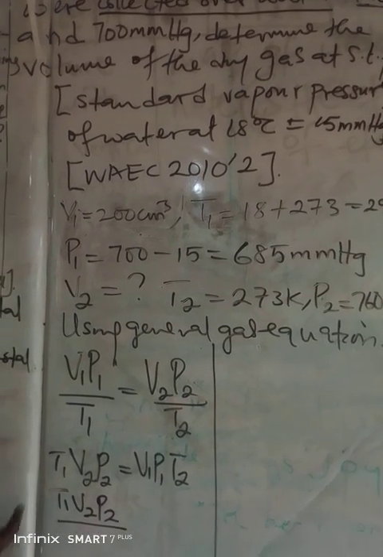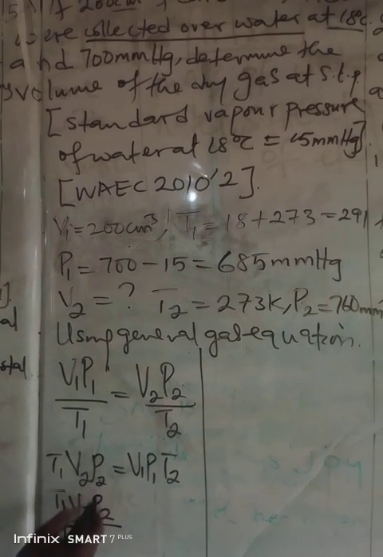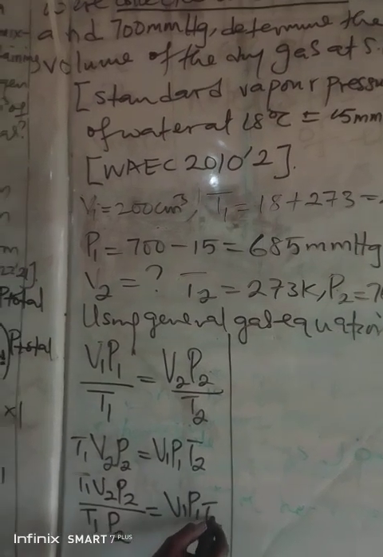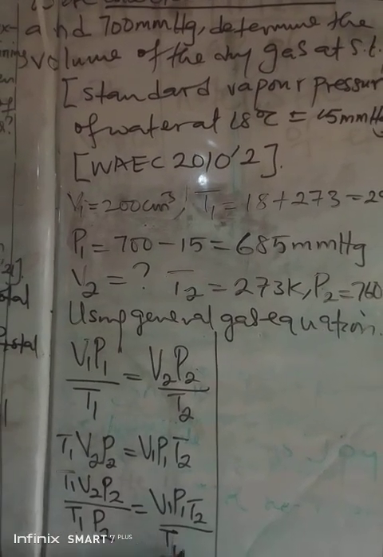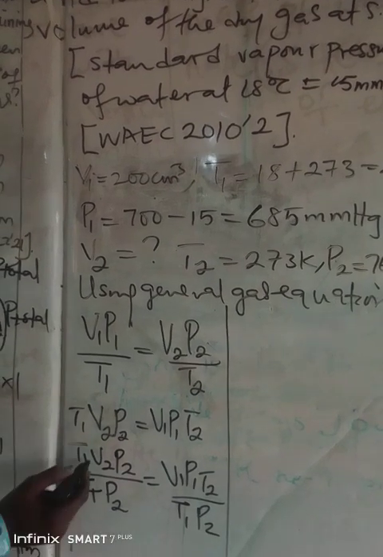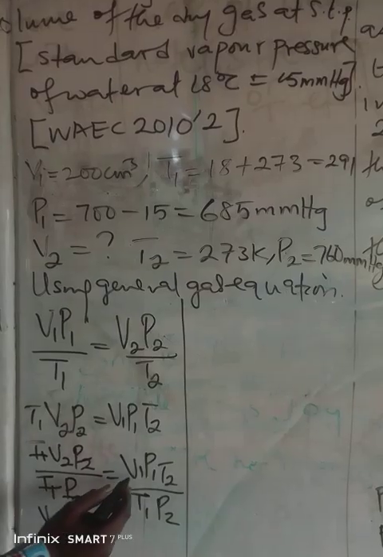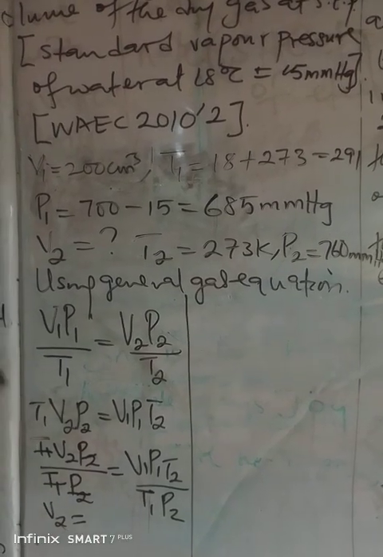I'm going to divide by what? T1, P2, Abi. You have V1, P1, T2 over what? T1, P2. So this one will cancel this, and this one will cancel this. Our V2 now will be what? What is my V1? V1, P2. What is my V1 now?